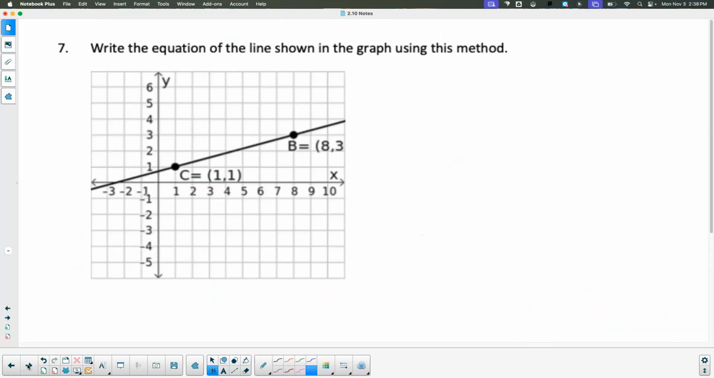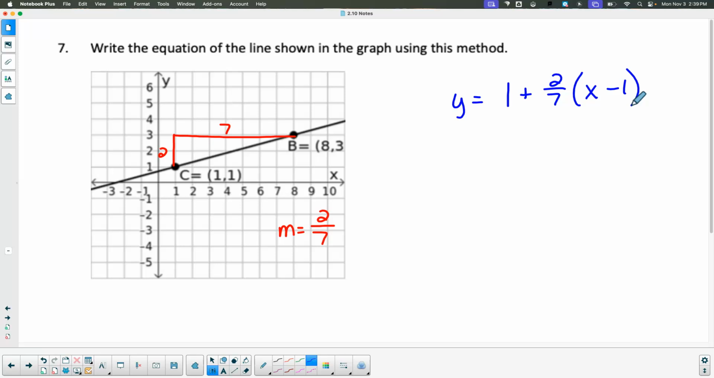How do I do that same method off of a graph? What do you got? Find the slope, you just do rise over run. Okay, we can do rise over run. 2 points. Okay. So I rose 2, and I ran 7. So that's going to mean my slope is 2 sevenths. Yes? Okay. Which point do you want to use? Left or right? Left. Okay. So then that's going to be y equals 1 plus 2 sevenths times the quantity x minus 1. Yes? Okay.